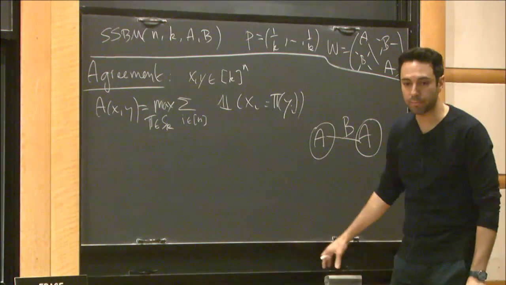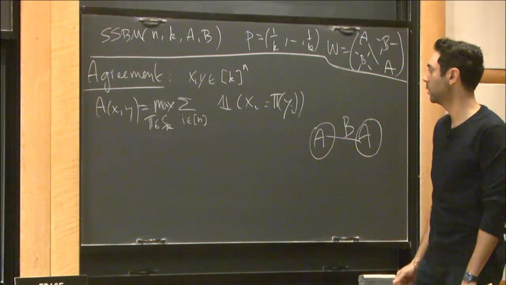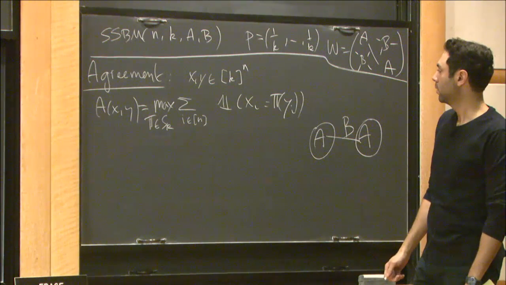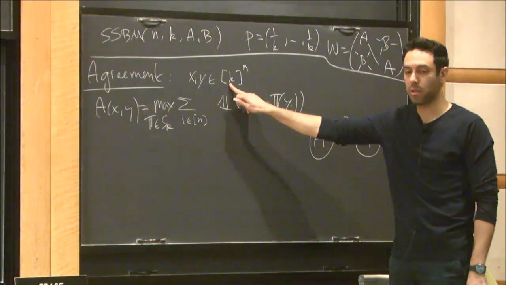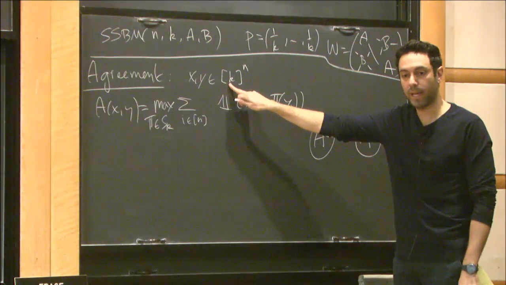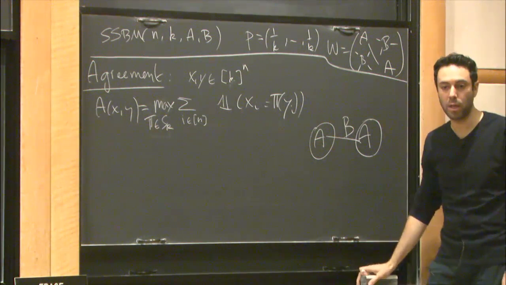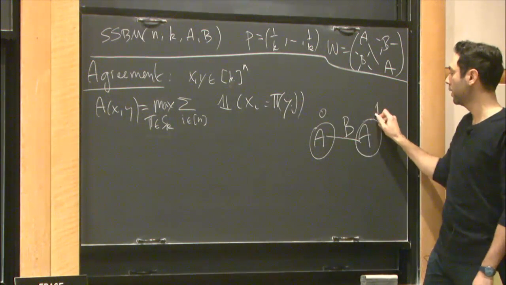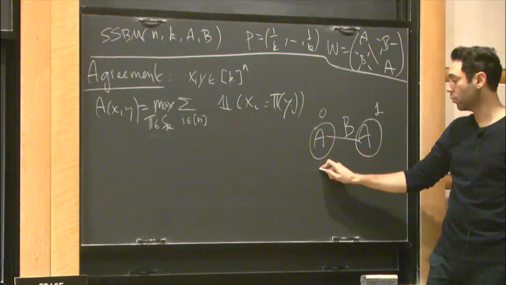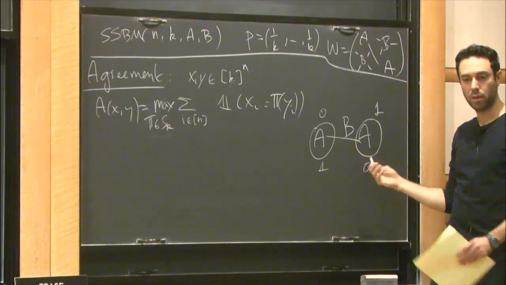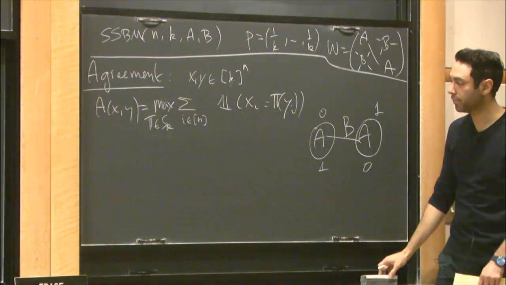Why is pi in S_k, not in S_n? Yeah, pi is a relabeling of the colors. Just relabel: you call this 0, this 1. If you have a reconstruction that puts 1 everywhere here and 0 everywhere there, you can flip it.